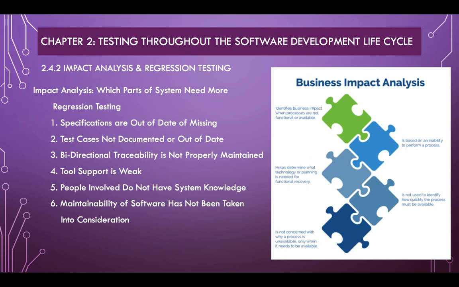2.4.2 Impact analysis and regression testing. Impact analysis is the inspection of the system to determine which parts need more regression testing. Some factors that contribute to the impact analysis are the following. 1, it's often affected by specifications that are out of date or missing. 2, test cases that are not documented or out of date. 3, bidirectional traceability is not properly maintained. 4, tool support is weak.